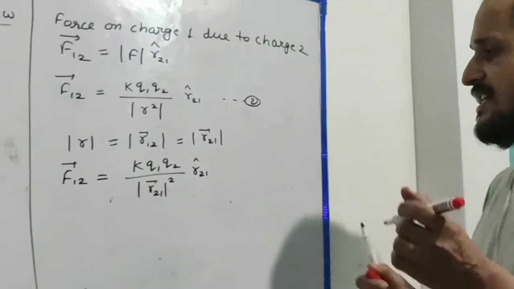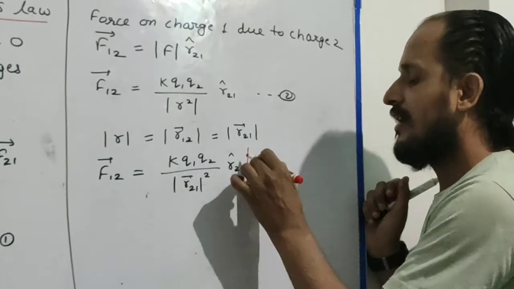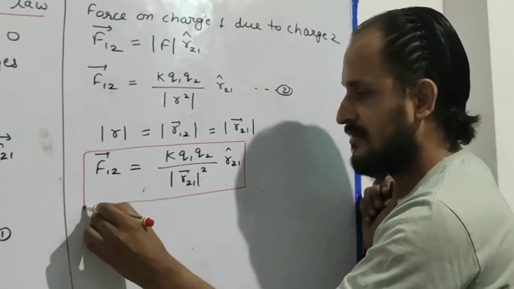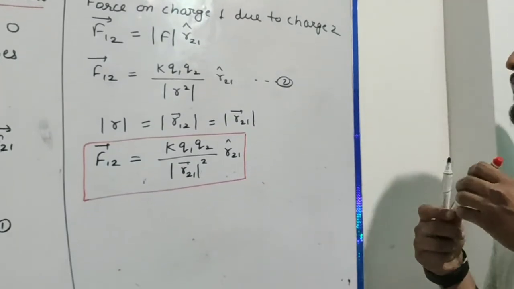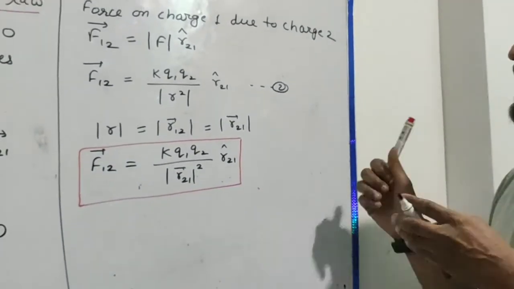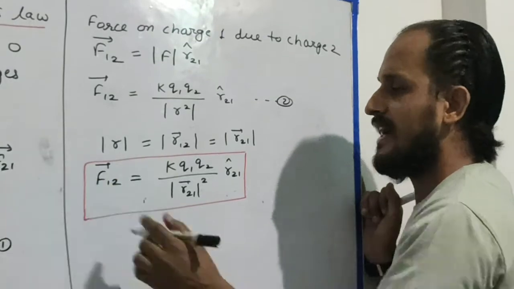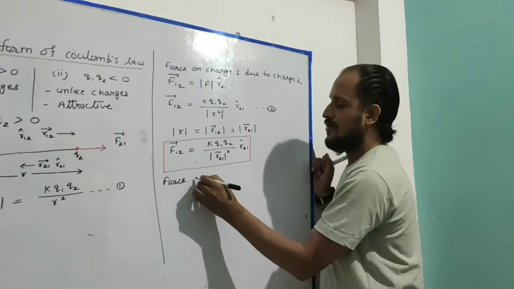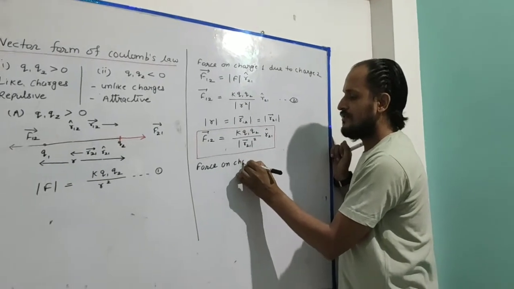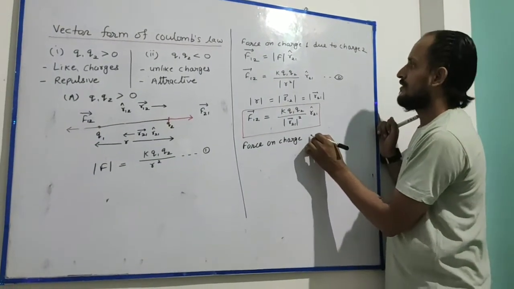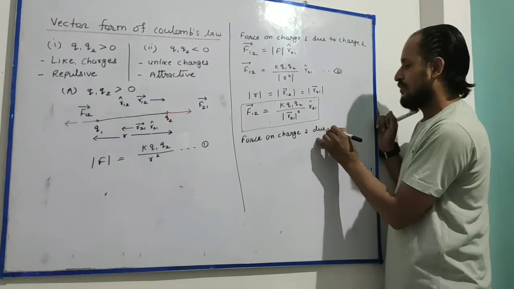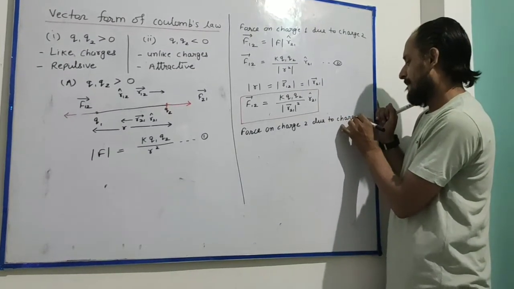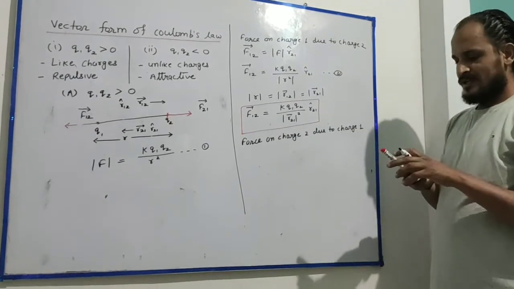We have expressed one force into the form of vectors. Now, the same process we can apply for F21 vector: the force on charge 2 due to charge 1.